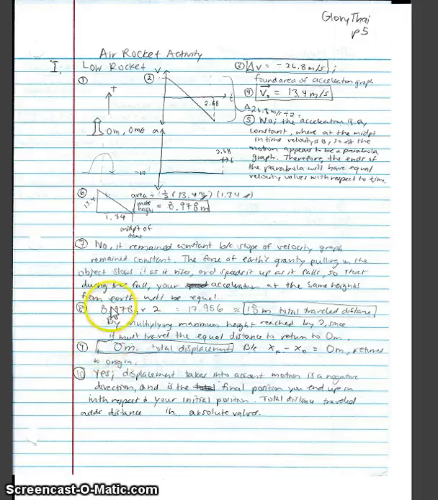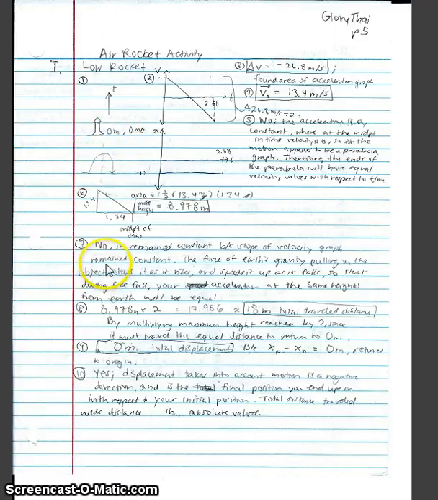For number 9, what was the total displacement of the rocket? What I got was 0 meters as total displacement, because the final position minus the initial position equals 0, because after all, the rocket did return to the origin.